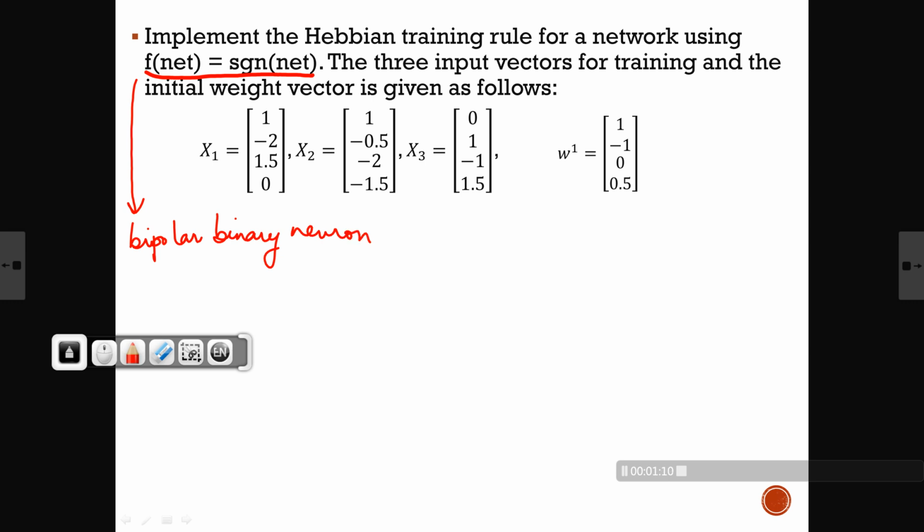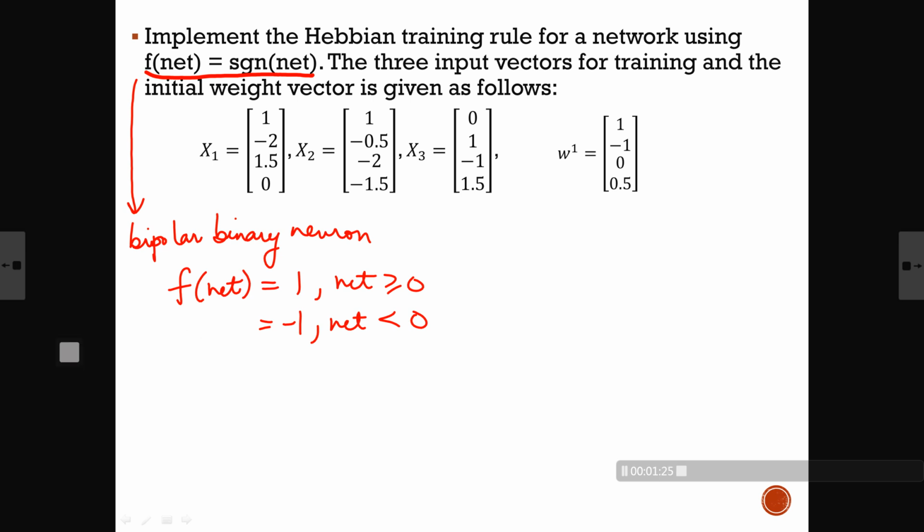So you already know, when I say f of net is equal to sign of net, what does it mean? F of net is equal to 1 for net greater than or equal to 0, and f of net is equal to minus 1 for net less than 0. This is the specification. Now you can use it also for unipolar binary neuron, unipolar continuous neuron or bipolar continuous neuron. So the equations will change.